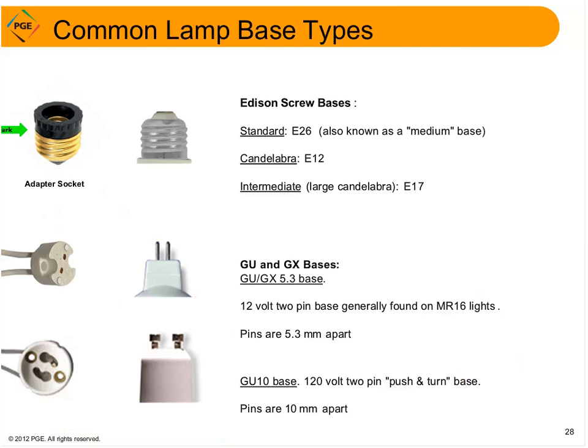Your MR16s are typically low voltage, usually 12 volt, but it can be a little higher than that. They usually come with pin bases called either GU or GX that are 5.3 millimeters apart. Now some PAR 16s and PAR 20s have push and turn GU10 bases and operate at 120 volts. Others may have a standard Edison base.